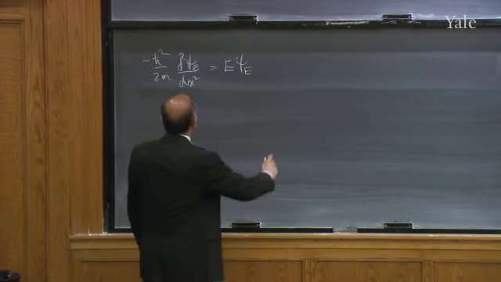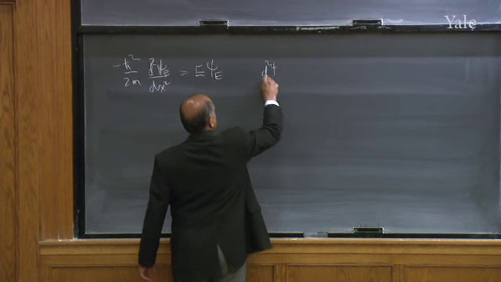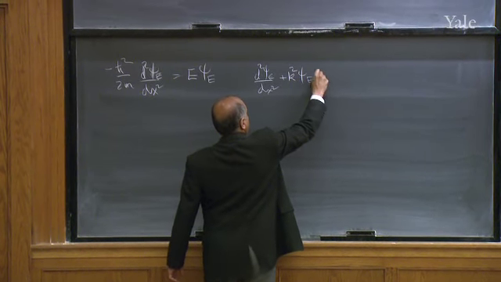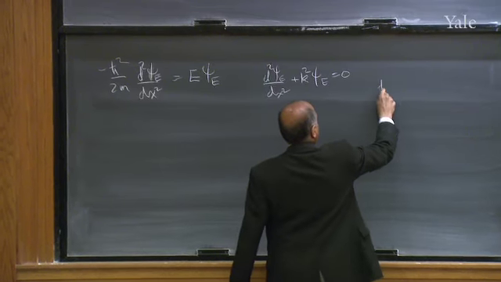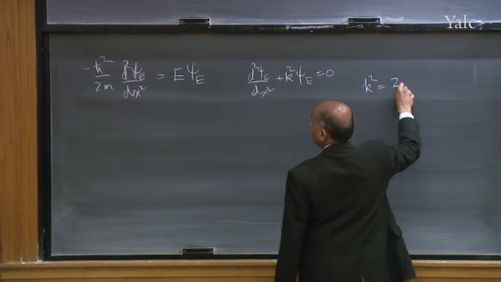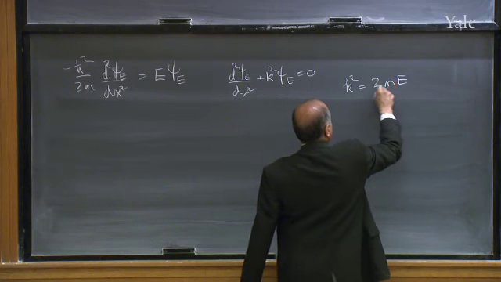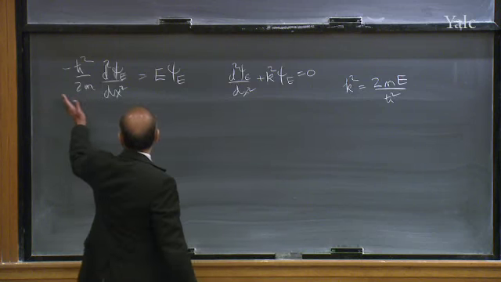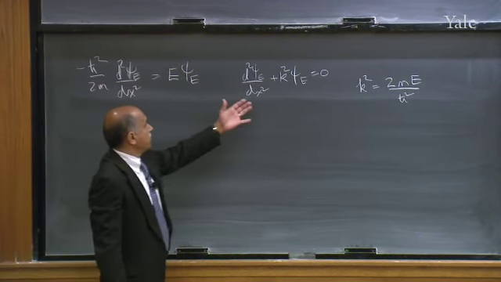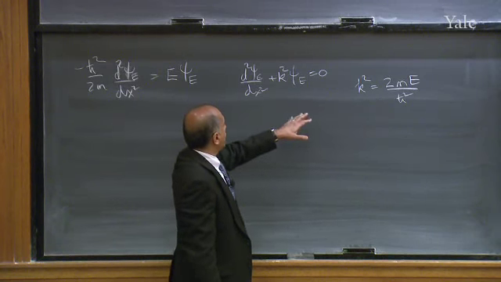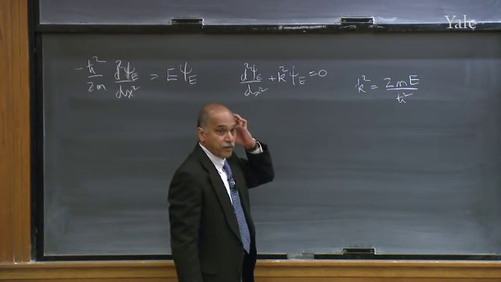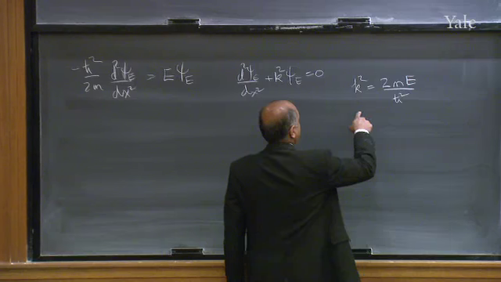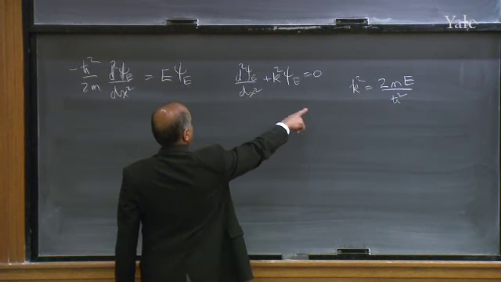So let's rearrange this to the following form. d2 psi over dx squared plus k squared psi equal to 0, where k squared is just 2mE over h bar squared. If you multiply by 2m over h bar squared, you will get this equation. Since this combination appears all the time, I want to give it a name, k squared. But you must understand, what's the relation of k to anything else you know will be clear in a minute. So what's the solution to this one?